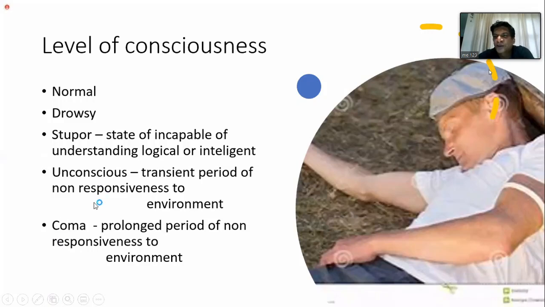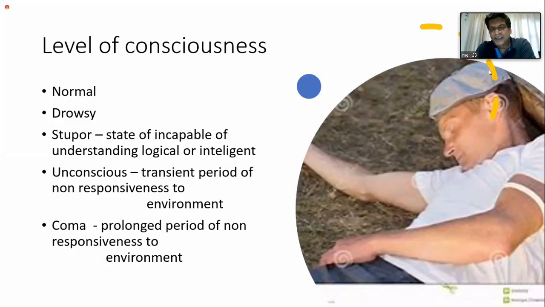What is the difference between unconsciousness and coma? Unconscious means a transient period of loss of responsiveness to the environment. Right? Unconscious patients will not respond to the environment. When you call them, they will not open their eyes. They will not respond to painful stimuli sometimes, right? So they lack the ability to respond to the environment. That is what you call unconscious, right? But unconscious means the period of lack of response to the environment is short. But when the period is prolonged, you call it a coma, right? So that is the level of consciousness you classify according to that.